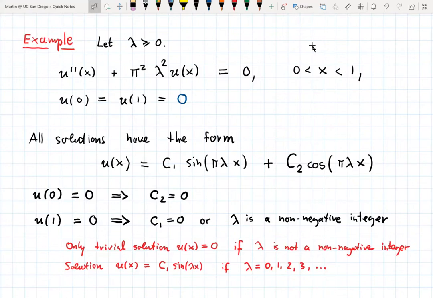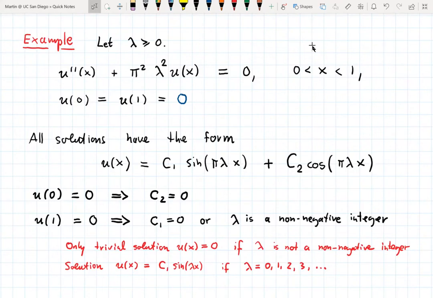Okay, what can we tell about c1? It turns out that the boundary condition at x equals 1 can tell us something about c1 and lambda. The boundary value u(1) equals 0 implies, first and foremost, that c1 times sine of pi lambda must equal 0. Consequently, this is true if and only if c1 equals 0 or the sine part, sine pi lambda, is equal to 0. And the latter is only the case if lambda is a non-negative integer. That's just due to the fact that the sine function assumes the value 0 only at multiples of pi.